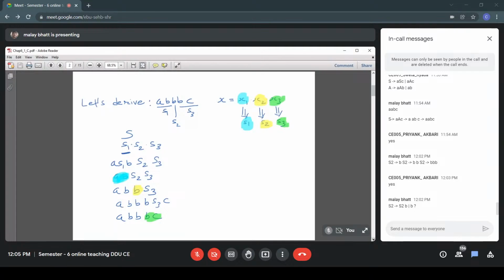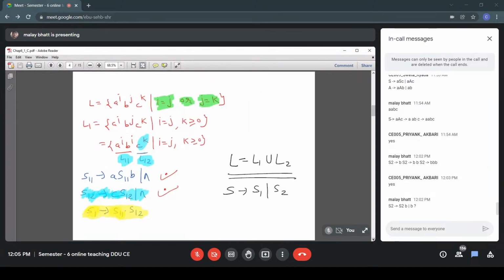Okay, let us have a new kind of language, A raised to I, B raised to J, C raised to K. We have I is equal to J or J equal to K. So we have an OR condition here. Either I and J are equal, or J and K can be equal. So you can see that we are only comparing two entities, I and J, or we are comparing J and K. We are not comparing all three, I, J, K.